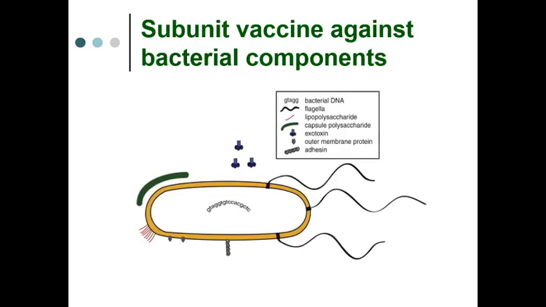Now coming to another part of the vaccine, that is the subunit vaccine. What is meant by subunit vaccine? A subunit vaccine is nothing but, instead of using the whole bacteria or whole virus, the antigenic domains of the bacteria or virus can be used to produce the vaccine.